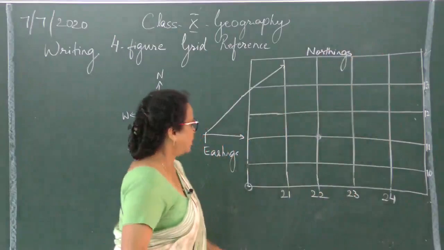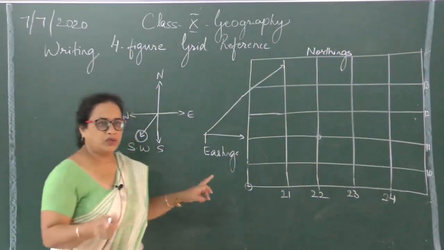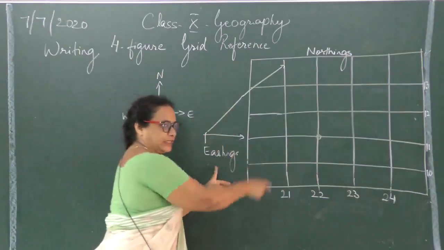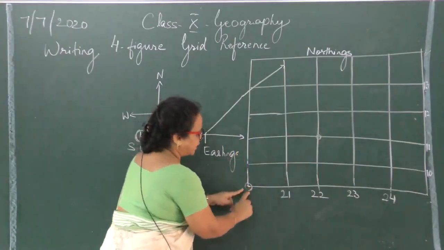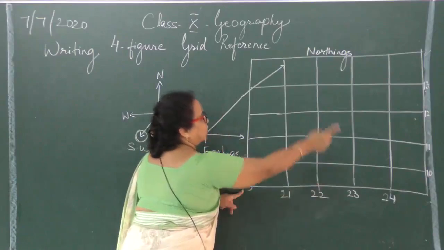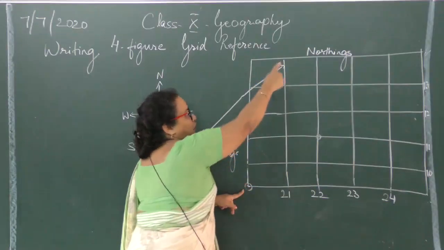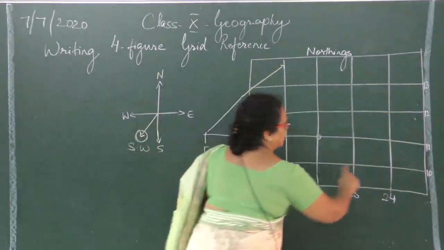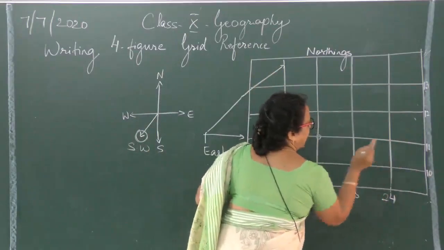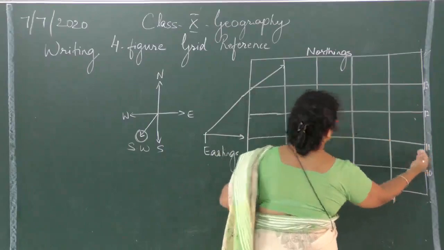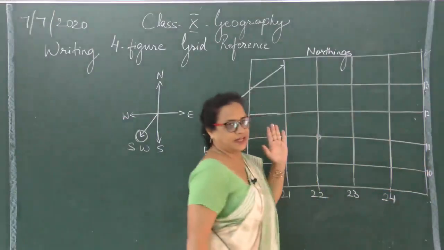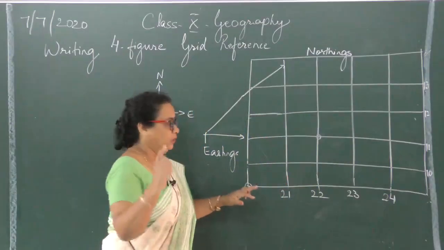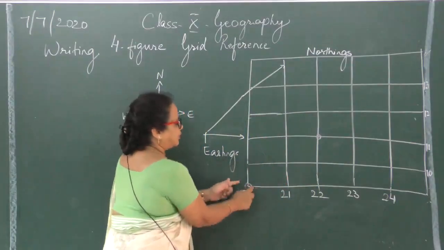Clear? So these you have to remember. We don't call them latitudes and longitudes. We call them eastings, vertical lines. The numbers of the easting lines are written below the grid or right on top. Clear? Northings are horizontal lines and their numbering will be written on the right hand side or the left hand side.